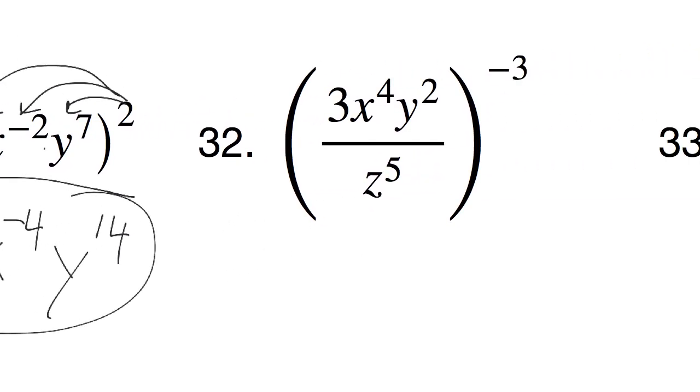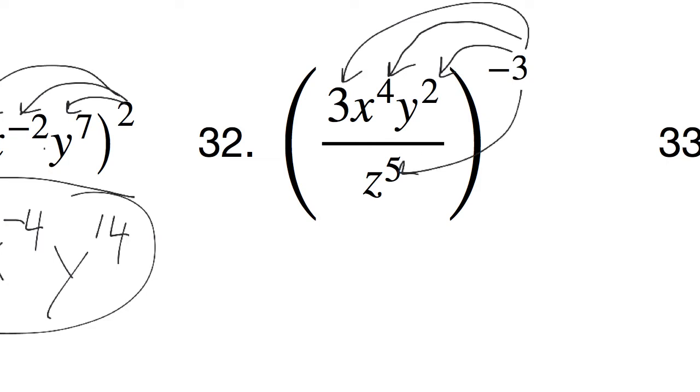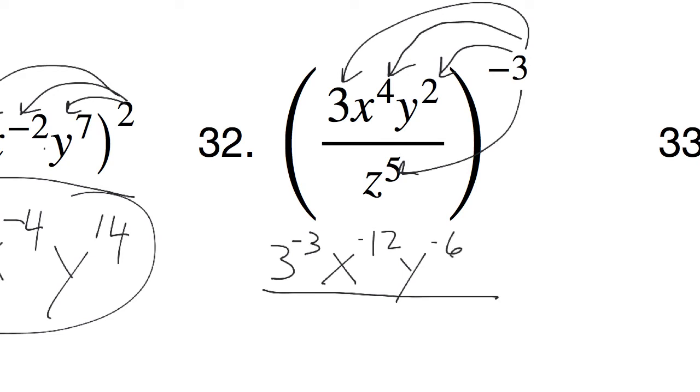Next problem. Here, because it's division and multiplication, you can distribute. If it were addition and subtraction, you would not be able to. Boom, boom. Oh, let's not forget the 3. There you go. Okay, so three to the negative third, x to the negative 12, y to the negative 6, z to the negative 15.